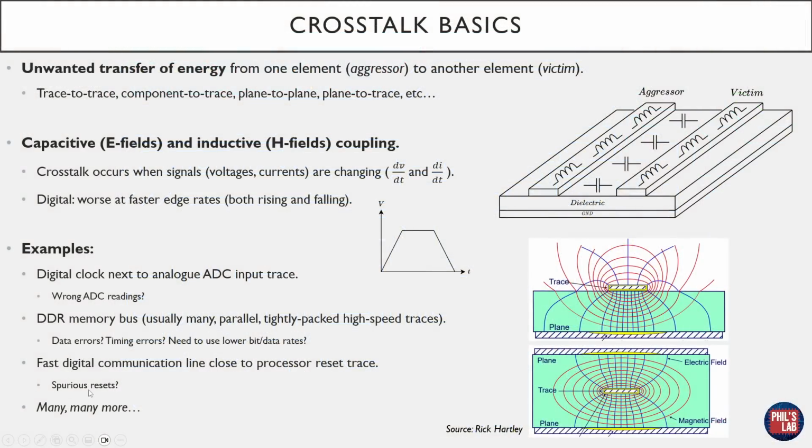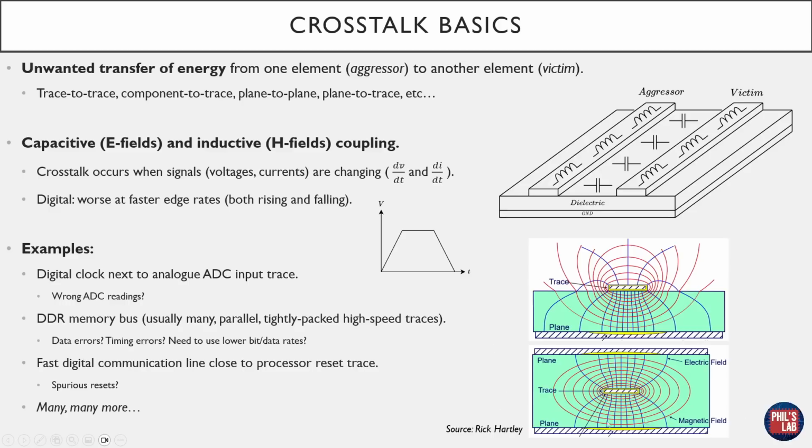We might also have, as an example, a fast digital communication line close to a processor reset trace. With a high enough voltage, fast enough edge rate, and enough coupling due to our crosstalk, we could even trigger spurious resets from this fast digital communication line, which couple over to our processor reset line. And these are just a few examples. Of course, there are many, many more, but I'd like to use that to illustrate that crosstalk is and can be a very severe problem in PCB designs.